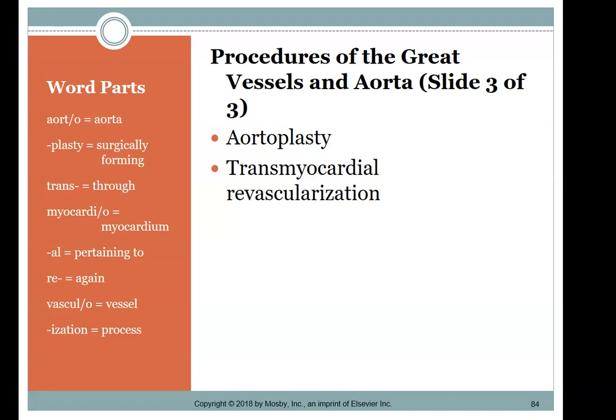And then you have your word parts. Aorta is aorta. Plasty is surgical forming. Trans is through. Myocardio is myocardium. Al is pertaining to. Re equals again. Vasculo is vessel. Ization is the process.